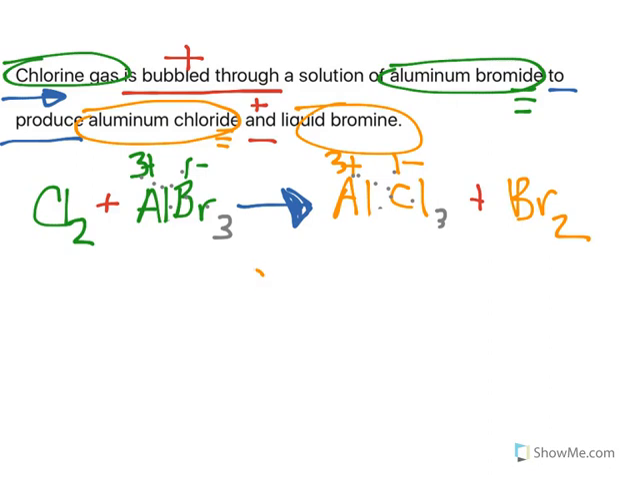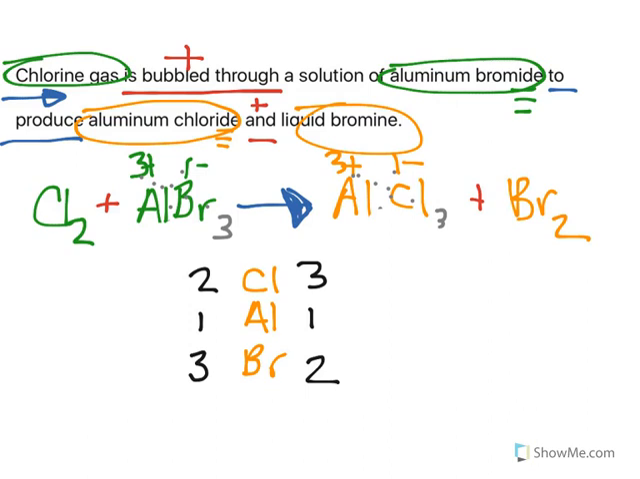So I've got Cl, I've got Al, and I've got Br. Okay, on the left I have 2 chlorine, 1 aluminum, and 3 bromines. On the right I have 3 chlorines, 1 aluminum, and 2 bromines. Alright, so we've got a 3-2 problem again. This is similar to the one that we did yesterday on the balancing equations worksheet that we were working on in class.